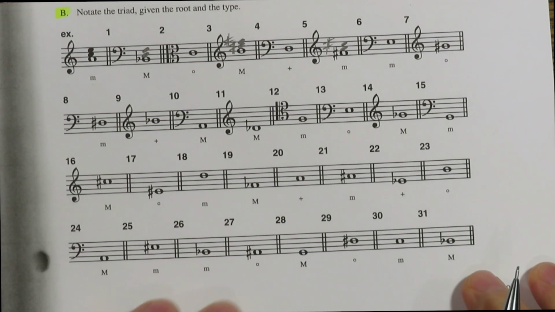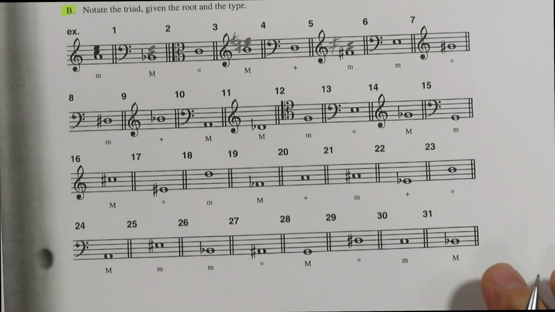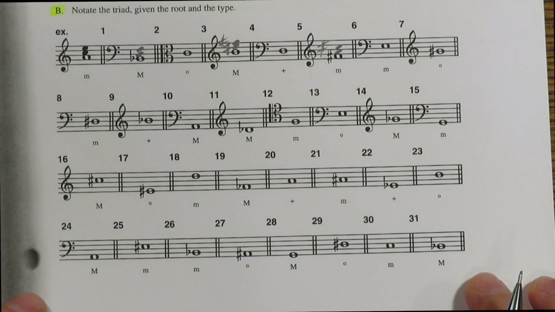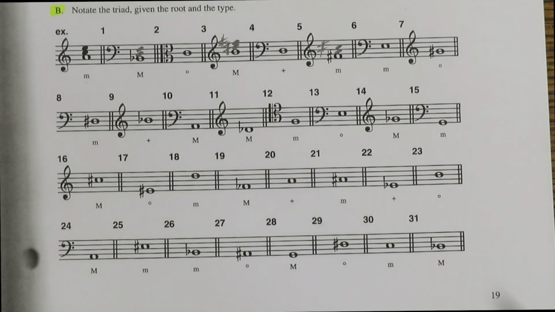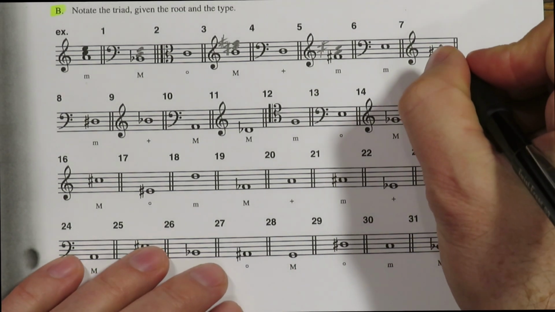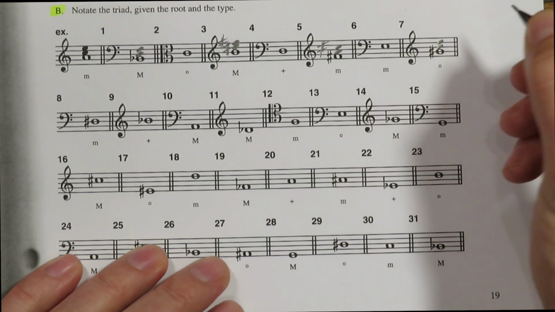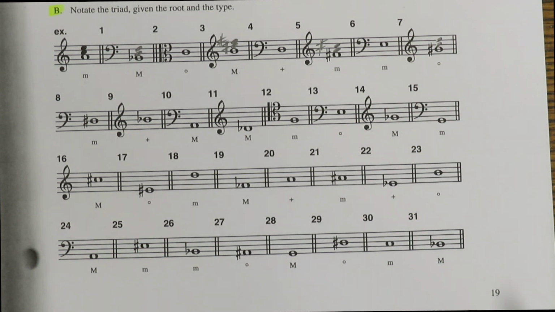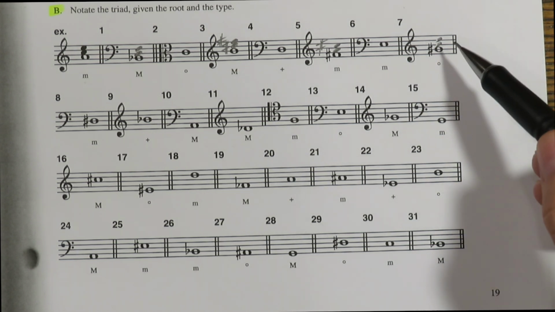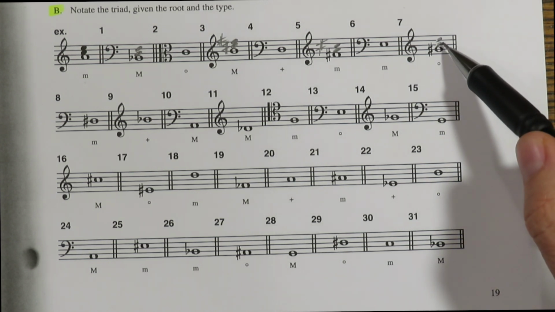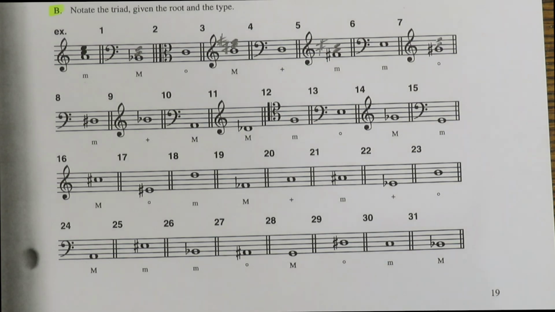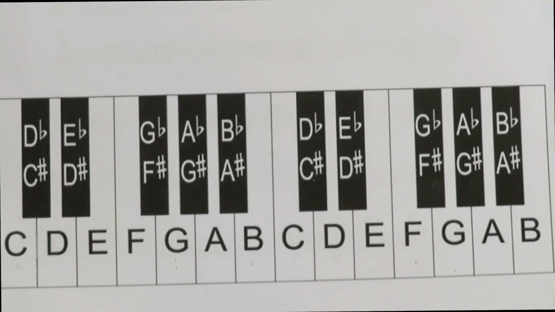All right, so number 7, G sharp diminished. Let's build our snowman, stack it up, boom. Now, G sharp to B.